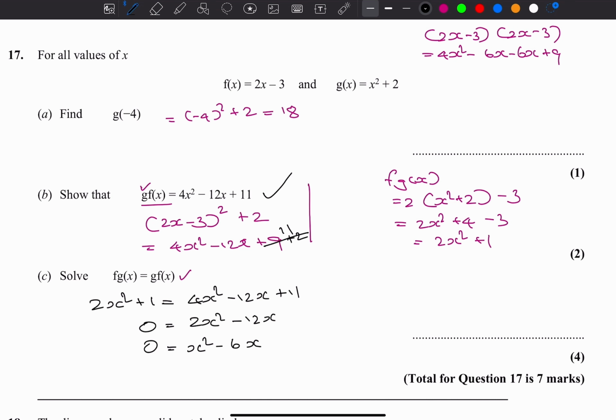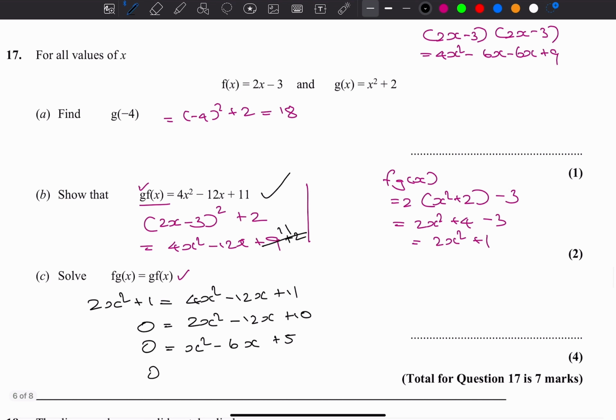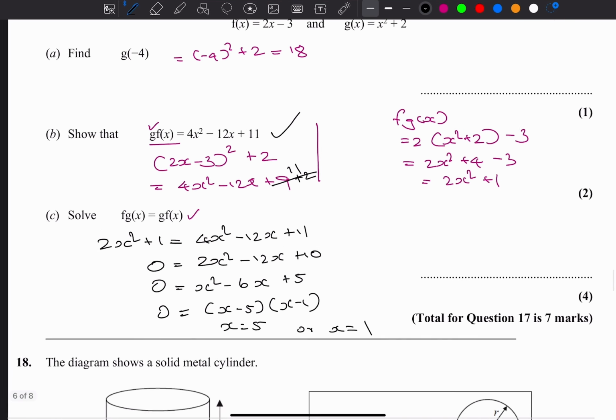11 take away 1 is plus 10. Divided by 2, that makes it plus 5. Factors of 5 that make minus 6, you know that. x minus 5, x minus 1. x is 5, or x is 1. Positive. Good. Those are your answers.